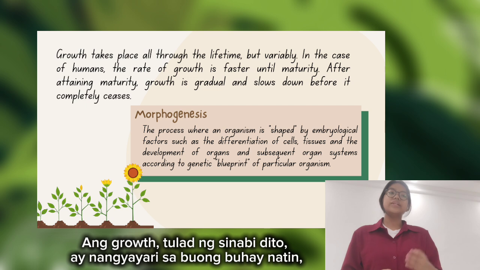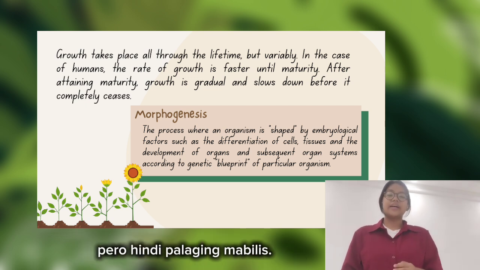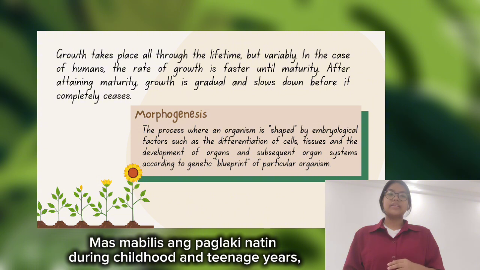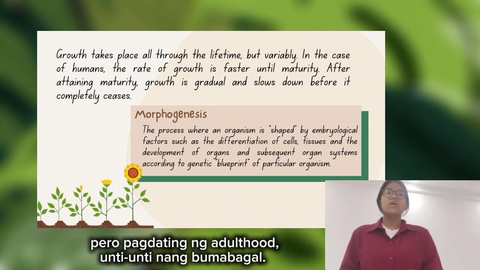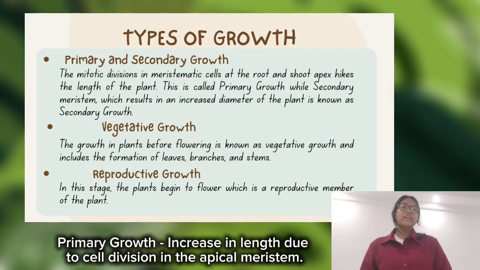Ang growth, tulad ng sinabi dito, ay nangyayari sa buong buhay natin, pero hindi pa lang mabilis. Mas mabilis ang paglaki natin during childhood and teenage years, pero pagdating ng adulthood, unti-unti nang mabagal. Types of growth. Number 1 is primary growth. Increase in length due to cell division in the apical meristem.